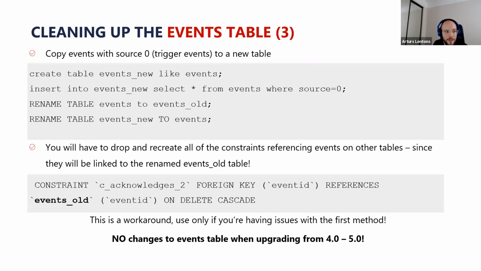But what you can do is copy events with source 0 to a new table. Instead of deleting events with source 1, 2, and 3, you copy the events with source 0 to a new table. Simple, right? Not really. You'll also have to drop and recreate all of the constraints referencing the events on other tables. Since you won't have any references to the new table, references will stay linked to the old table. So you'll have to drop the constraints and recreate them manually.